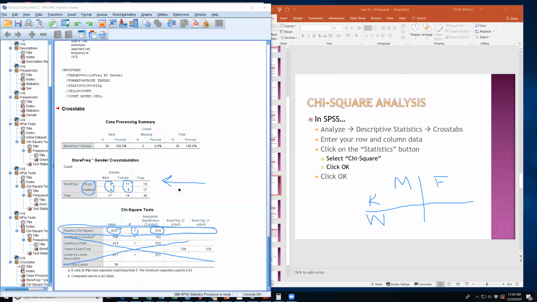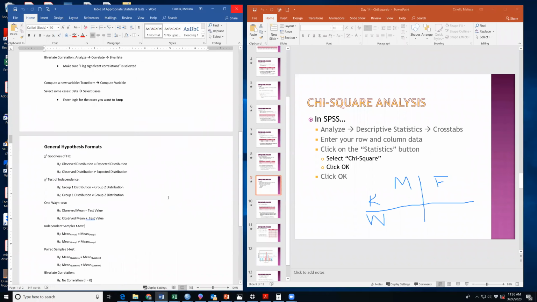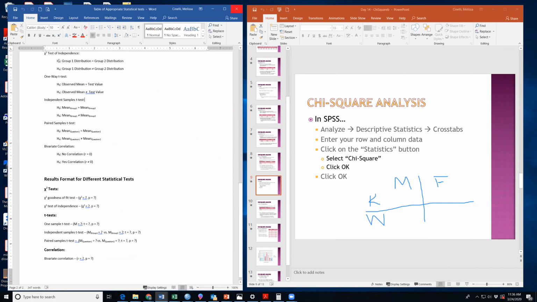Because we fail to reject, that means we side with the null hypothesis. Remember, p-value 0.516, we're going to fail to reject the null hypothesis. With a chi-square test of independence, our null hypothesis is that group 1, in this case men, are equal to women, and the alternative is that men are not equal to women. With a p-value of 0.516, we fail to reject, which means we side with the null hypothesis, and we conclude that men equal women.